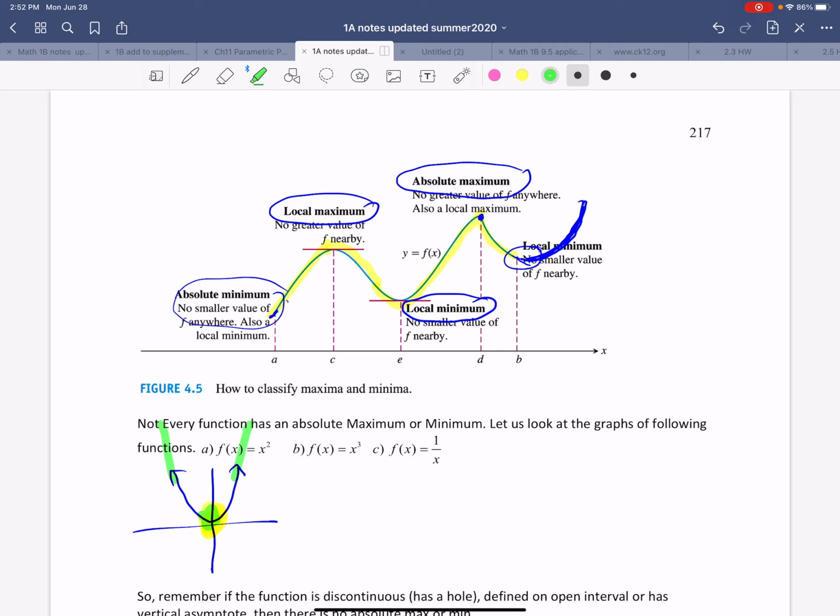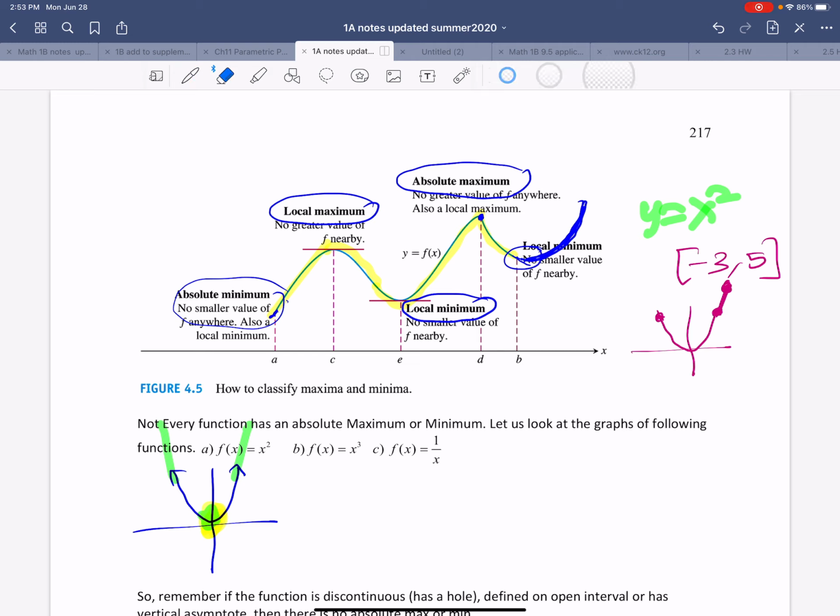But if we were looking at a closed interval, the theorem guarantees that if I'm looking at y equals x squared on a closed interval, let's say between -3 and 3, then we do have a point that is an absolute max and a point that is an absolute min. Or let's say -3 to 5. For any closed interval, we do have an absolute max and absolute min.